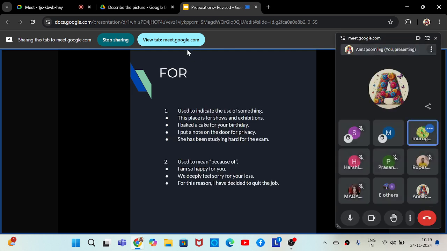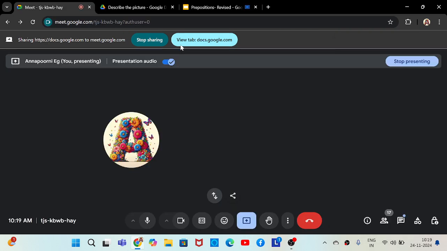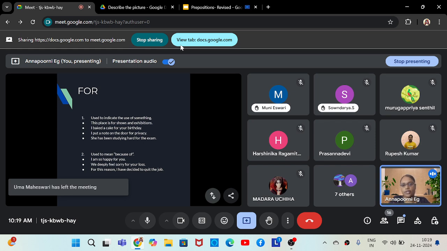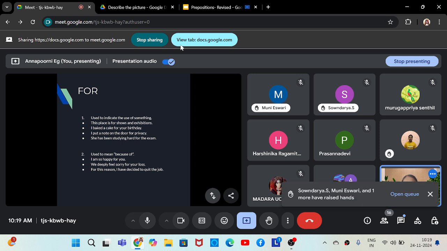Okay, now moving to for. For is the next preposition. Very interesting preposition. Okay, so for has only 3 uses, but it is a very important preposition. Why? Because for is both a preposition as well as a conjunction. For is a preposition. At the same time, it is also a conjunction.